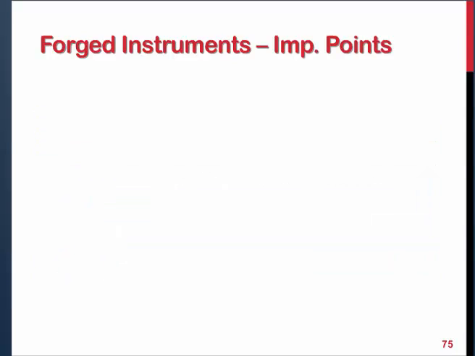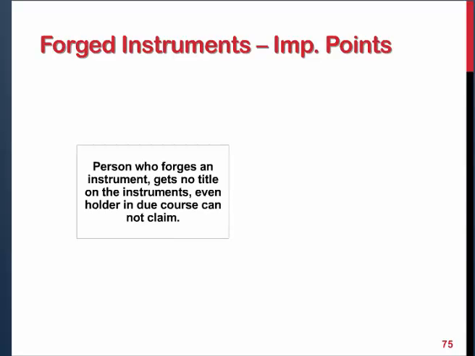In continuation of forged instruments, there are some important points to be noted. 1. A person who forges an instrument gets no title on the instrument. Even a holder in due course cannot claim good title. It is important to note that a forged instrument, even if it passes through the hands of a holder in due course, cannot be cured of its defects, because there is no defect of title, but there is complete absence of title.